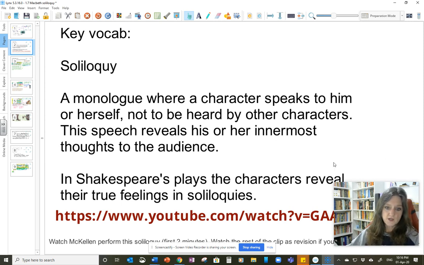Okay, so in Shakespeare's plays, every character reveals their true feelings in soliloquies. There is one play called Othello, and there's a really evil character in that called Iago. He is the only one of Shakespeare's characters who tells lies in their own soliloquies, and that reveals kind of what an evil man he is.